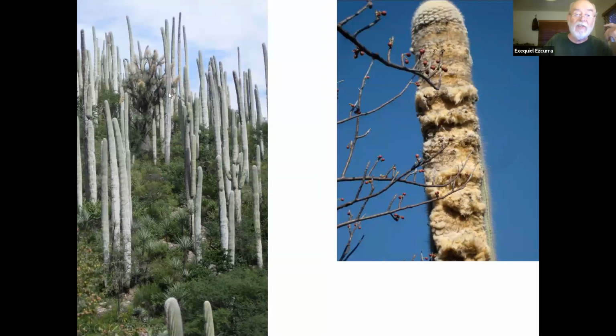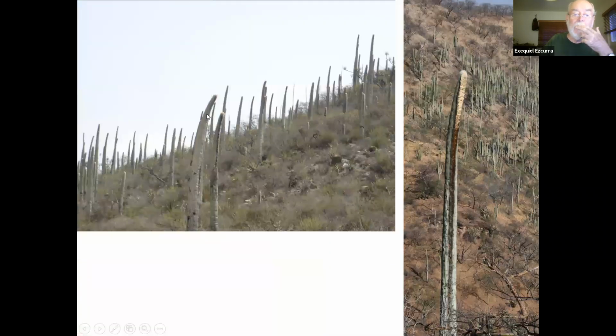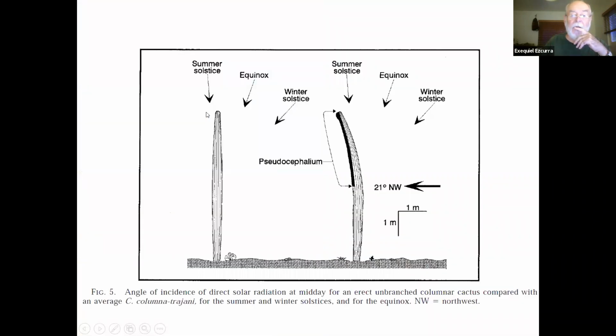Sometimes the cephalium is on the side, like this fascinating plant in Oaxaca in southern Mexico that makes the cephalium always facing north. If you're lost in the dry forest, you can know exactly where you are by looking at the orientation of the cephalium. Look here, the north pointing desert. It's quite amazing.